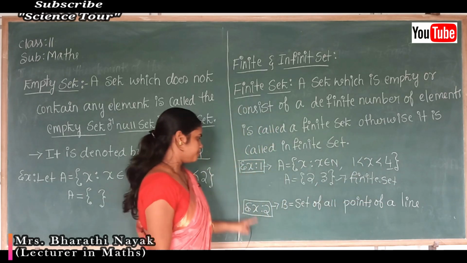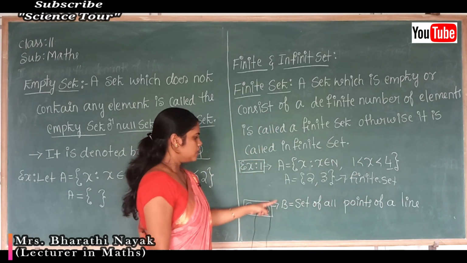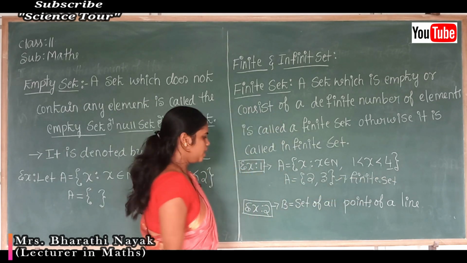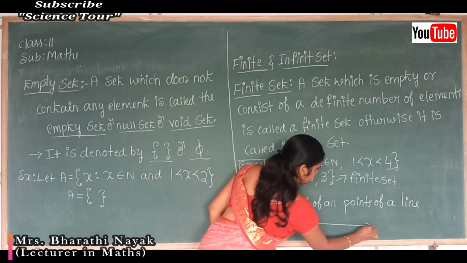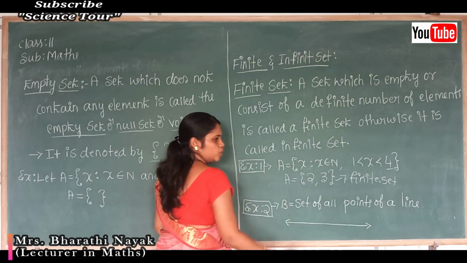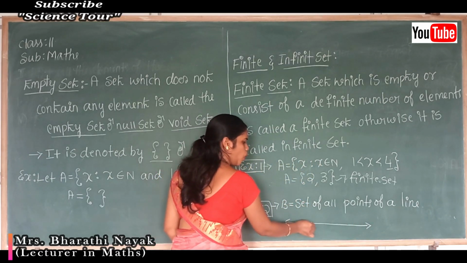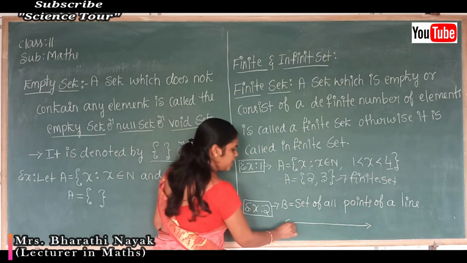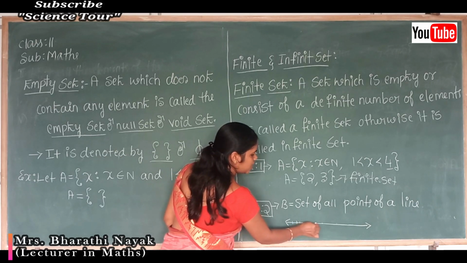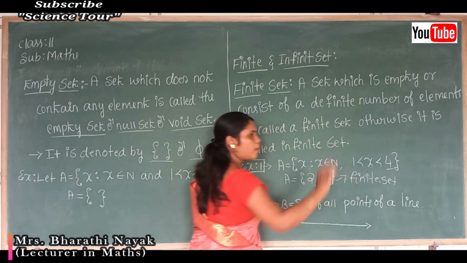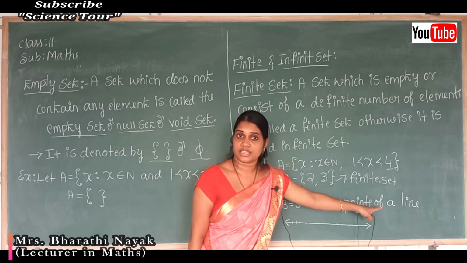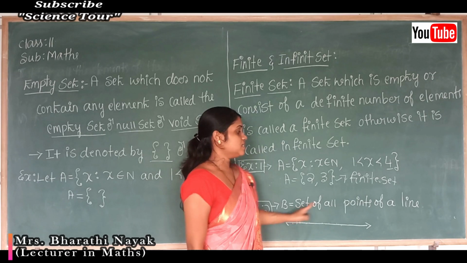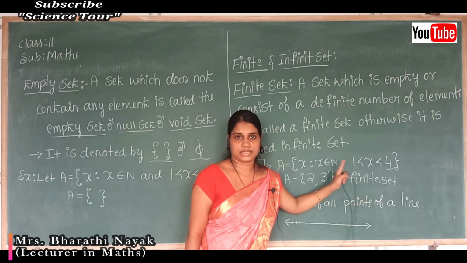Okay, next another example I will consider. B is equal to set of all points in a line. Okay, I will consider one straight line. Okay, so you have to count up points on this line. Can you count? There are infinitely many points on this line, straight line. We cannot count, isn't it? So therefore this is an example for infinite set.